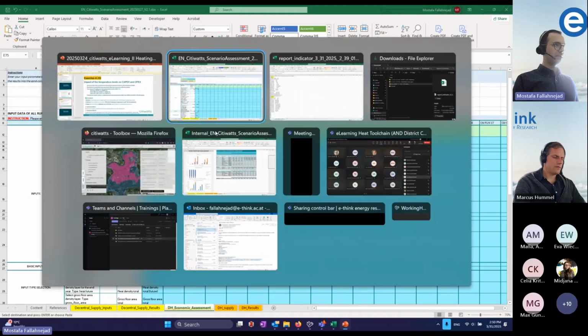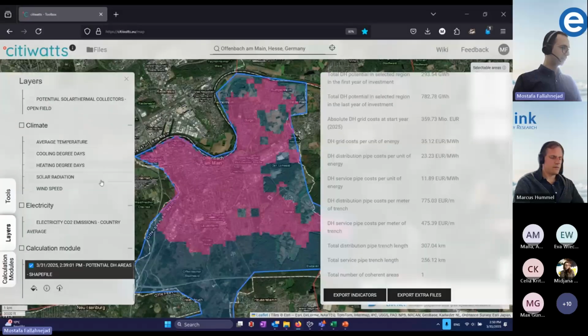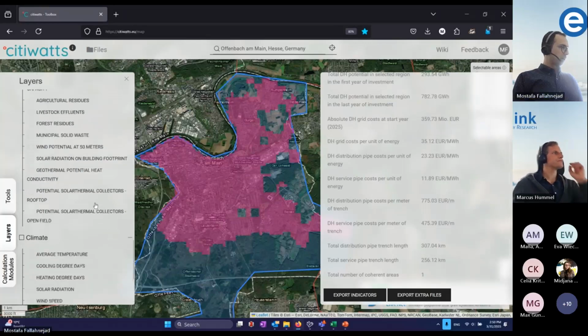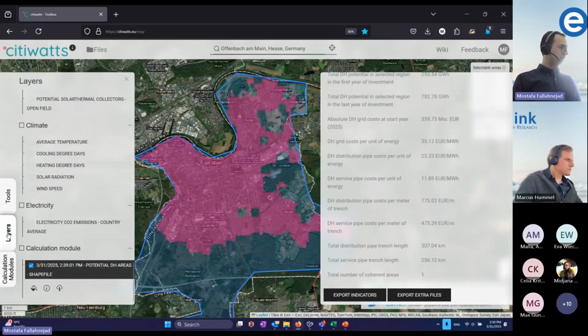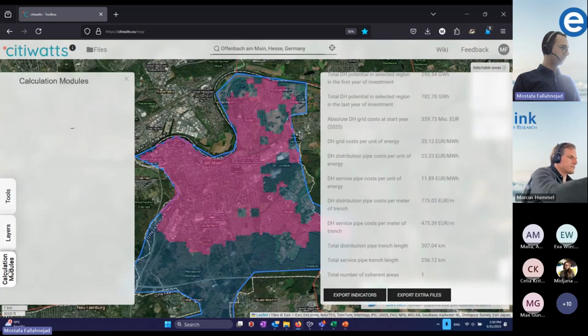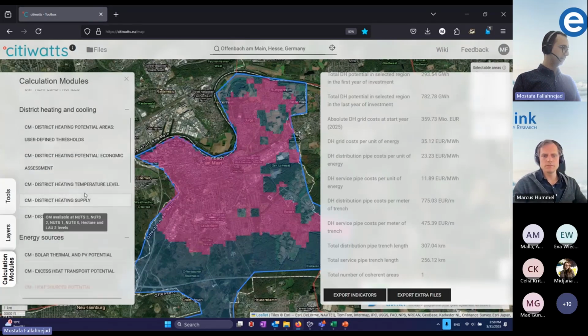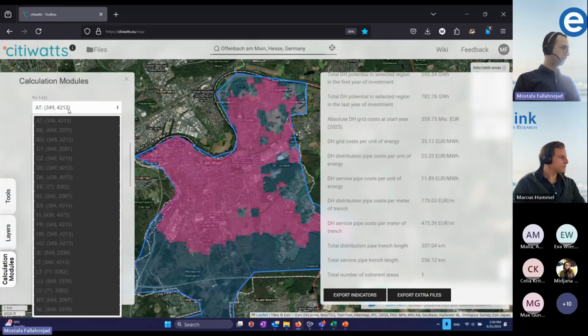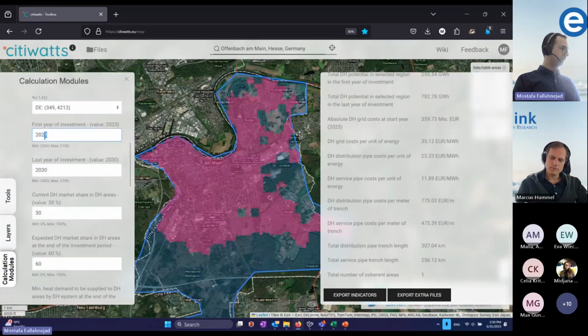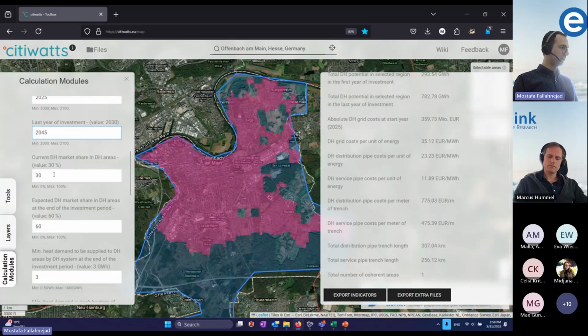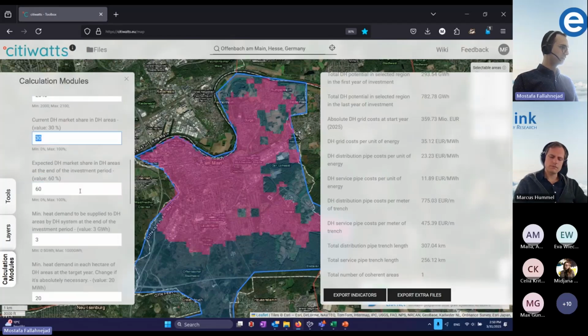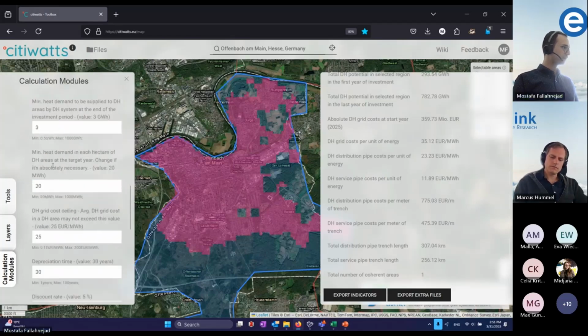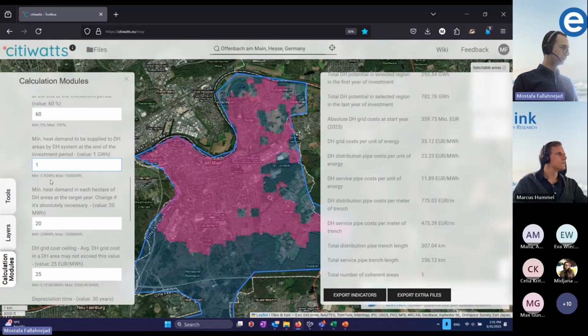calculation module. I go to the platform to show how it works. So I go again to the calculation module, and that's the third calculation module in the list. Basically, I can repeat the calculation similar to the economic assessment. As you can see here, many parameters overlap with the economic assessment, so they do not change.